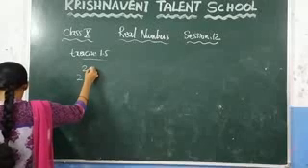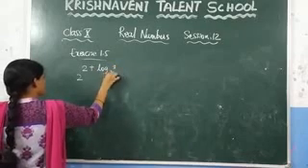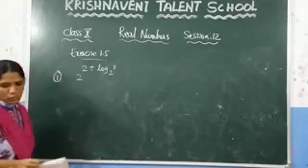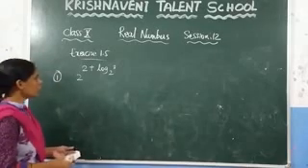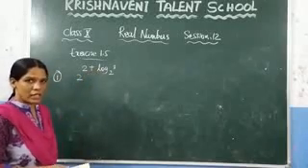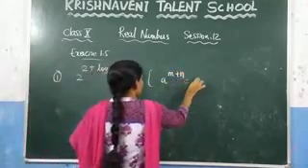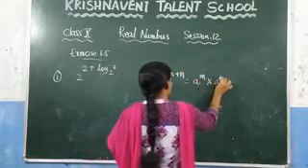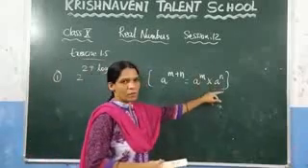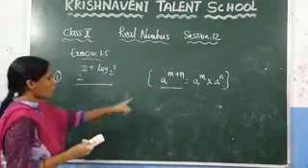2 power 2 plus log 3 to the base 2. This is the question given here. In the first one, the last problem, 2 power 2 plus log 3 to the base 2. Here, it is in the form of a power m plus n. You know that you can write this one as a power m into a power n. By using the law of exponent, if the bases are equal, you can add the powers.